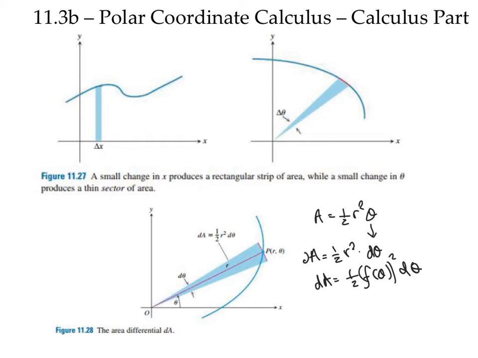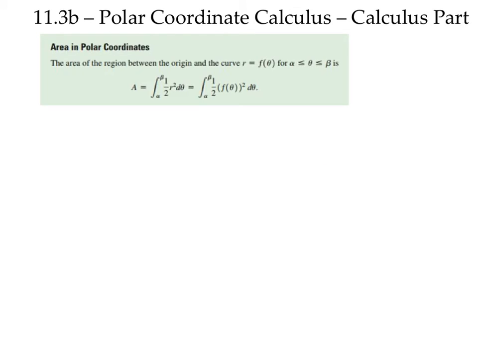And if we integrate that from the first theta to the last theta, we will calculate the area inside a polar curve. So to sum up, the area between the origin and the curve f of theta, for theta between alpha and beta, is given by the integral from alpha to beta of 1/2 r squared d theta. Also can be written 1/2 f of theta squared d theta.